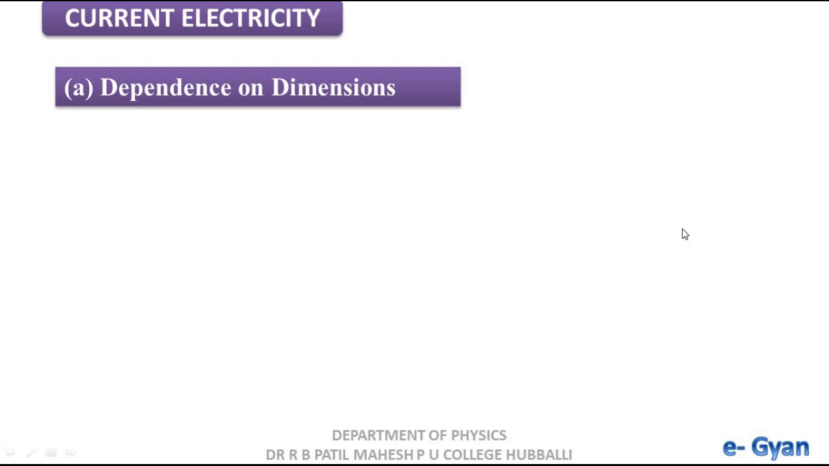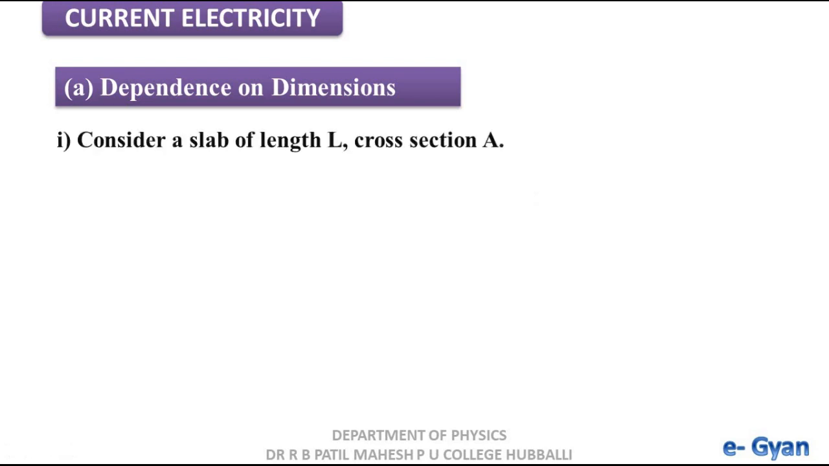Dependence of resistance on dimensions. To understand this, I am going to consider a rectangular slab of length L and cross section A. This is a diagram of the rectangular slab. This is the area of the rectangular slab and L represents the length of the rectangular slab.